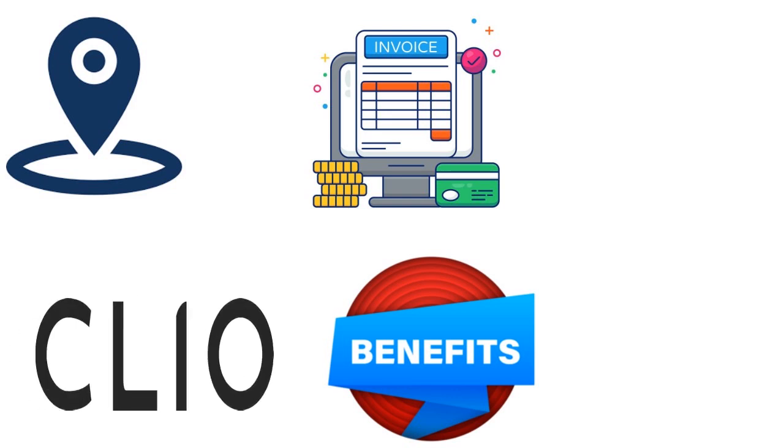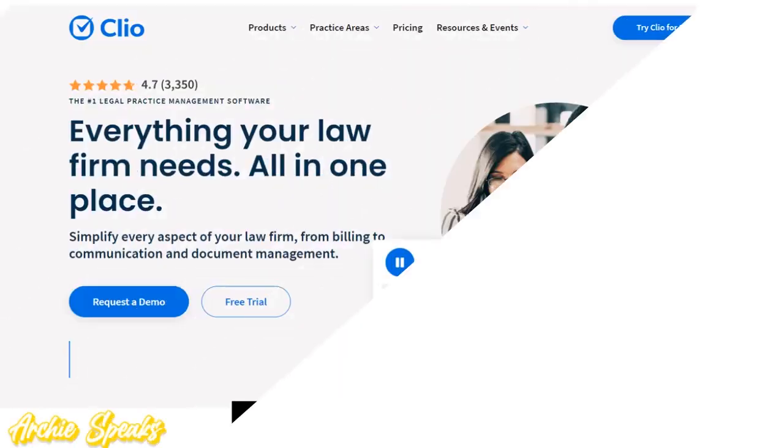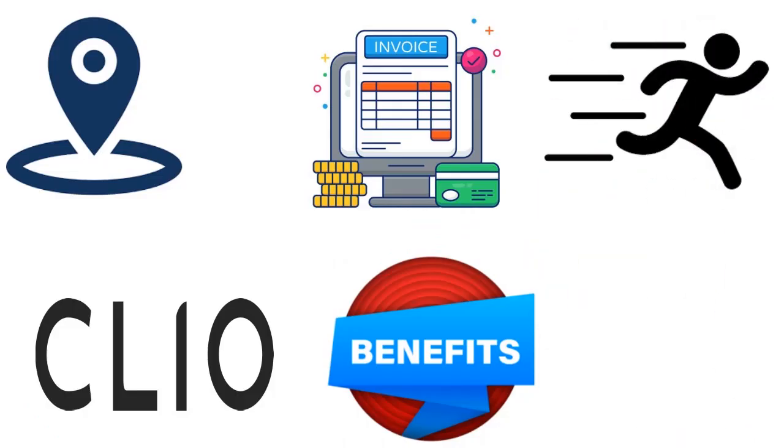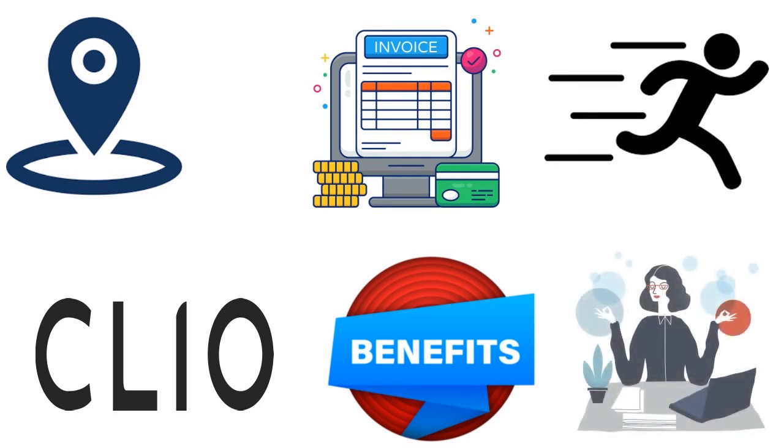Clio was designed to help law firms get paid faster and bill clients in a way that's easy and convenient for them. It doesn't matter if you're a solo practitioner, a large firm, or a small practice, not a problem. Clio is web-based legal billing software, and it's compatible with Macs and PCs.